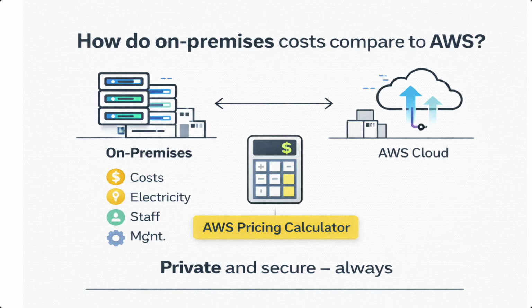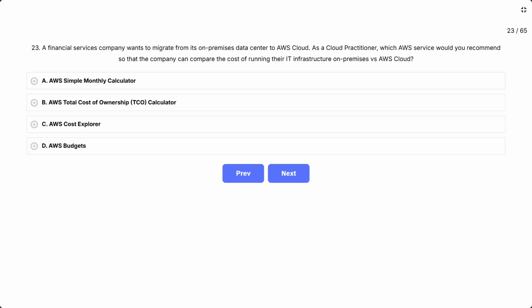This question asks which tool helps you compare on-premises infrastructure costs, servers, data centers, electricity, staff, versus AWS cloud costs before migration. Think of it as which calculator shows me if moving to AWS will save money compared to keeping my current data center. The correct answer is B, AWS Total Cost of Ownership TCO Calculator.